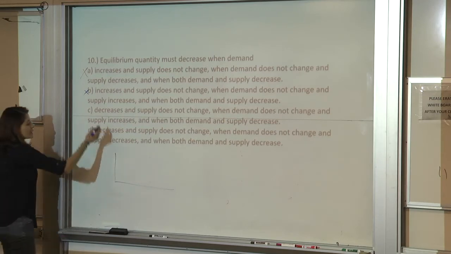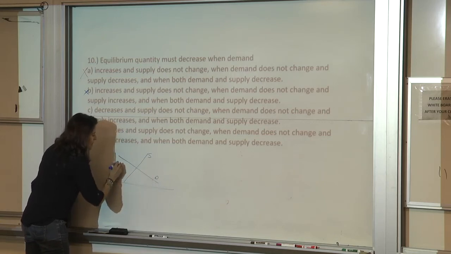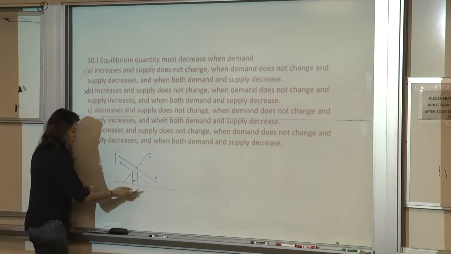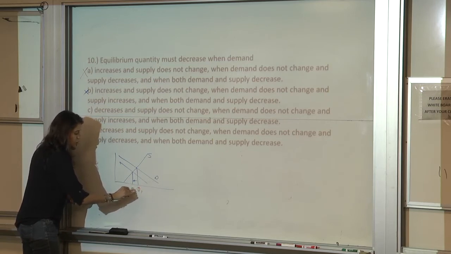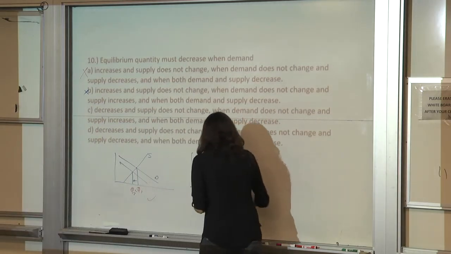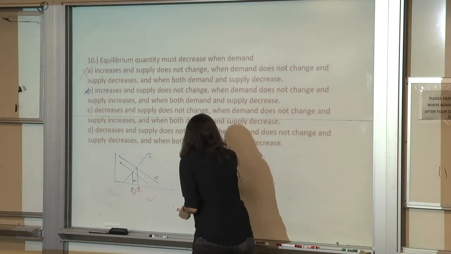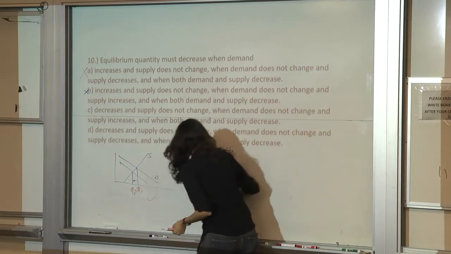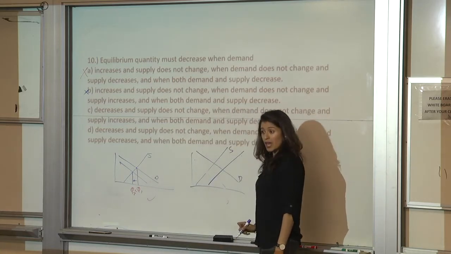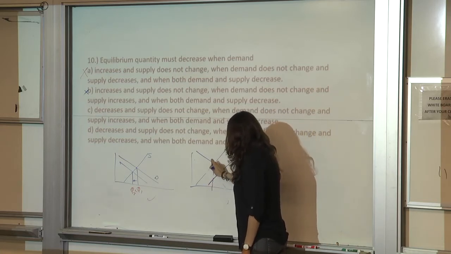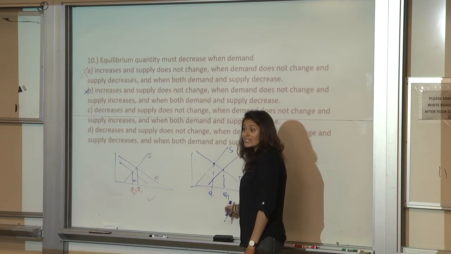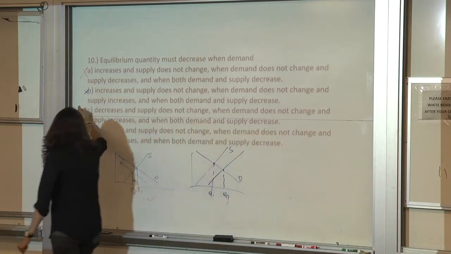Equilibrium quantity must decrease when demand decreases. Supply, demand. Okay, demand decreases and supply does not change. Okay, this one, equilibrium quantity decreases, moves to the left from quantity 1 to quantity 2 that is smaller. So this checks. When demand does not change and supply increases, supply moves to the right, okay? What happens here? Quantity of equilibrium goes from here to here. Quantity 1, quantity 2. This is bigger than this, so quantity increases, okay? So this is not the case, right?